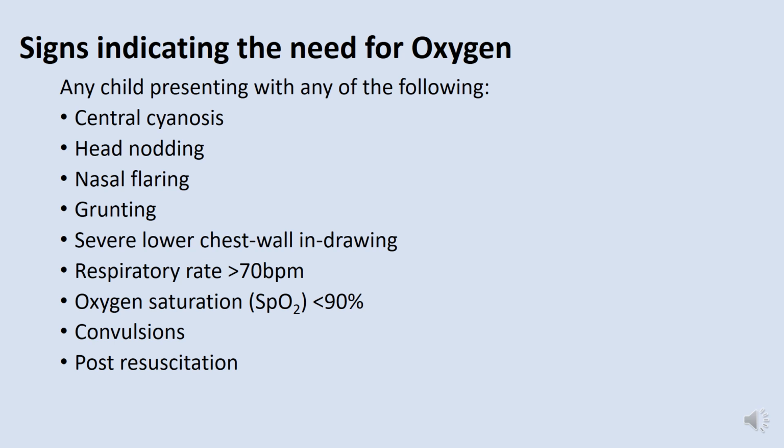A child may not have the obvious signs of respiratory distress, but may have a very high respiratory rate. If a child has a respiratory rate of more than 70 breaths per minute, even if they don't have cyanosis, they don't have chest wall indrawing, they aren't grunting, they don't have nasal flaring, that alone is an indication for oxygen therapy.